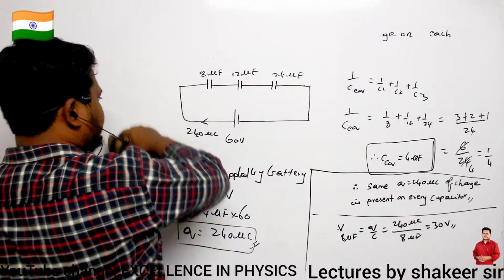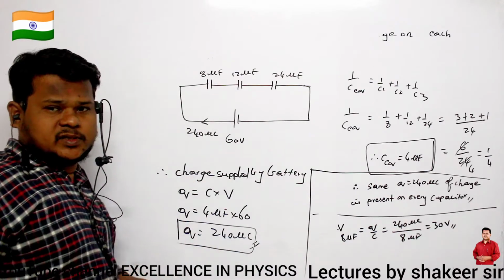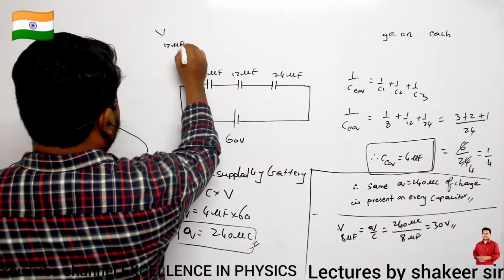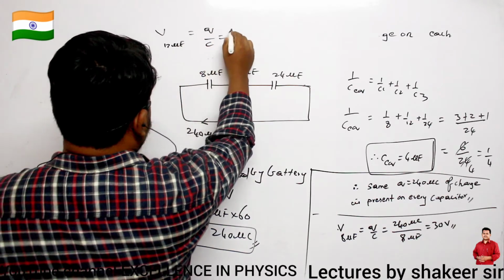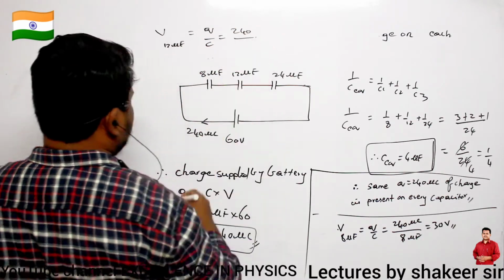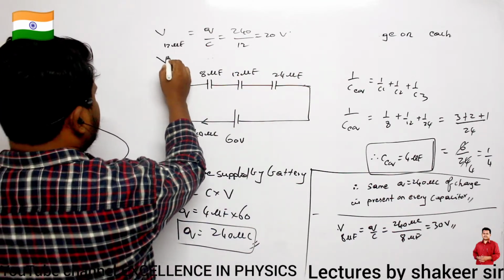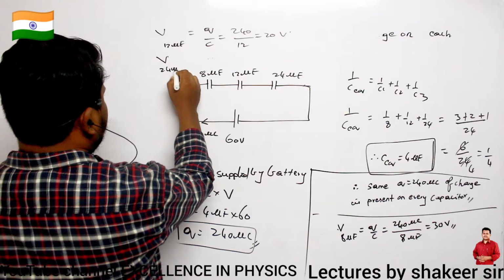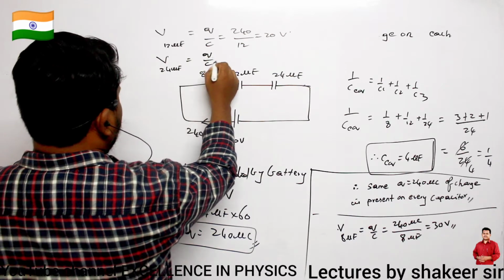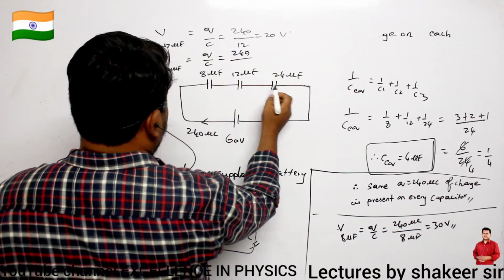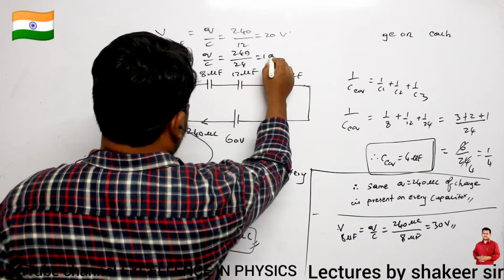So therefore here I will calculate. Are you able to see this one? Okay. So potential difference on the 12 microfarad capacitor: V is equal to Q divided by C. So it is 240 divided by the capacitance, 12. So it is 20 volts. Similarly, the potential drop on 24 microfarads: Q divided by C. The charge present is 240, capacitance is 24. So 10 volts.